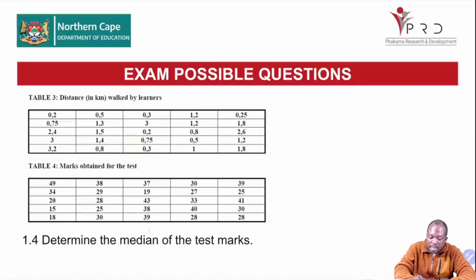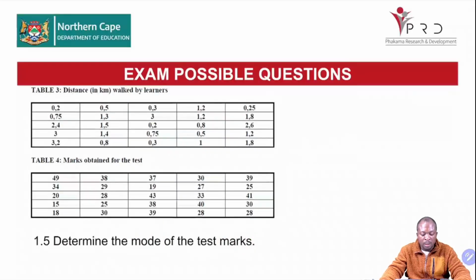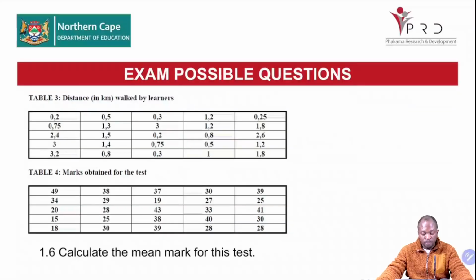1.4, determine the median. What did I say about median? Middle after arranging. Median is what? Middle after arranging. So you need to arrange the marks, then you can find the middle. 1.5, we are now supposed to find the mode. What did we speak about the mode? We said mode is the most appearing value in the data set. But remember, there can be more than one mode.